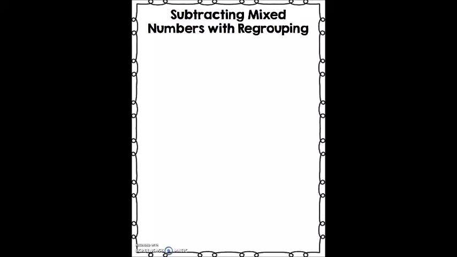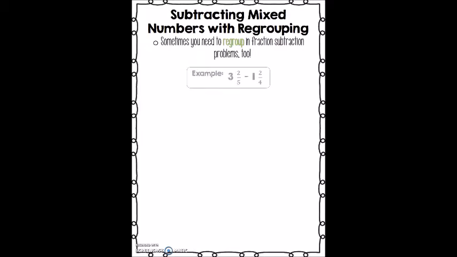Fifth graders, this video is all about subtracting mixed numbers when we need to do some regrouping. And just like with whole number subtraction problems, sometimes we have to regroup in a fraction subtraction problem as well. So the setup for this is exactly the same as any other mixed number addition or subtraction question. So let's look at the example 3 2/5 minus 1 2/4.